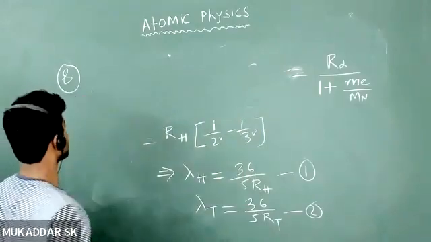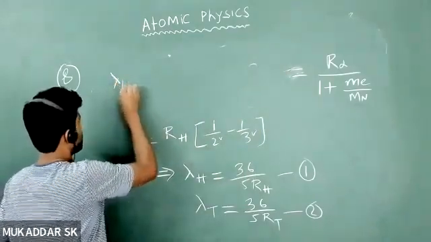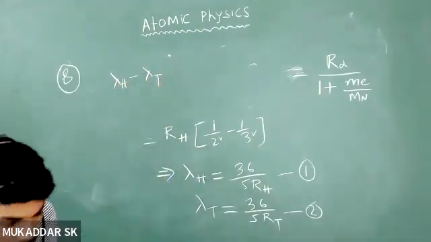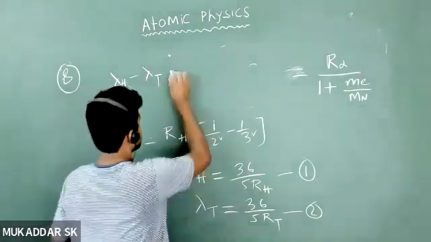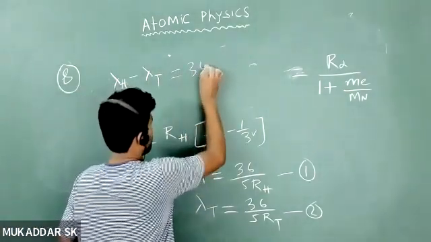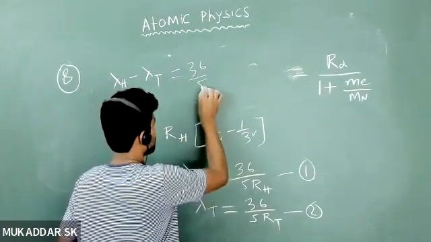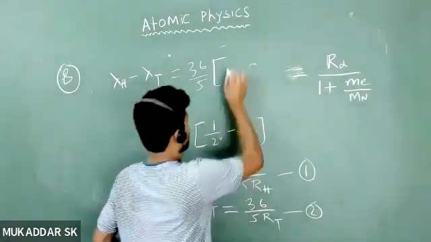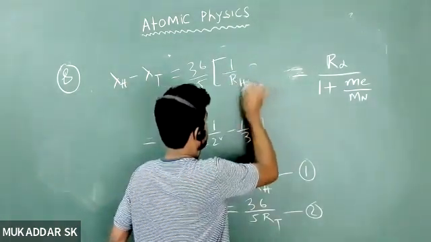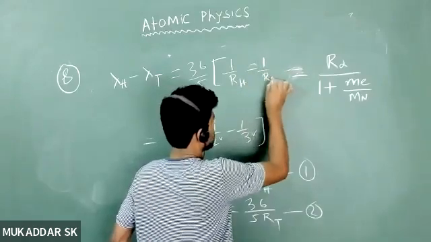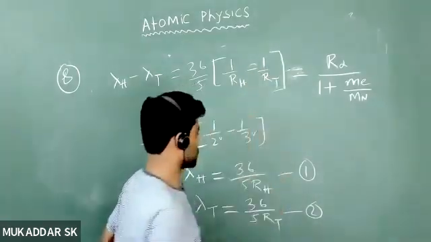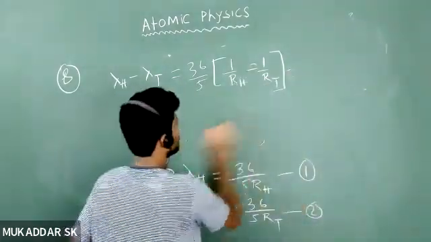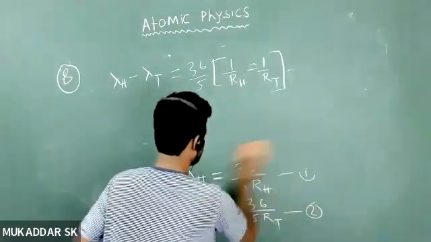lambda H minus lambda T will be how much? Lambda H minus lambda T will have 36 by 5 common. Then you will have 1 by RH minus 1 by RT. Now you just substitute the values of 1 by RH and 1 by RT, and you will get the answer.